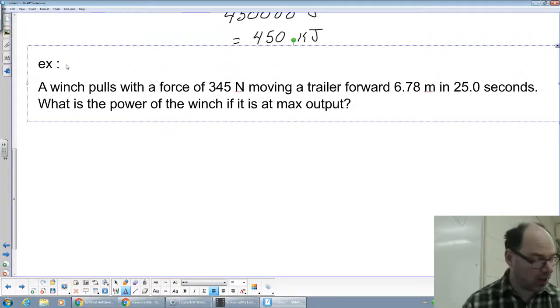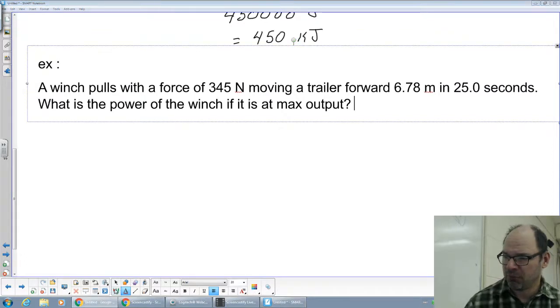Okay, so we've got work done here. So we know that power can be change in work over time. So if we're thinking about that, oops, not that one.